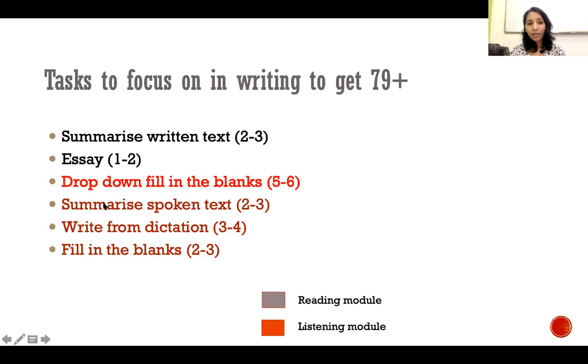The second question type is summarized spoken text. So this belongs to your listening. So your writing is gotten not just from writing alone, but your writing points are gotten from your reading as well as from your listening. So from your listening module, summarized spoken text gives you points to writing, write from dictation contributes a lot of points towards writing, and fill in the blanks contributes a lot of points towards writing. Okay, so your listening fill in the blanks contribute a lot of points towards writing.